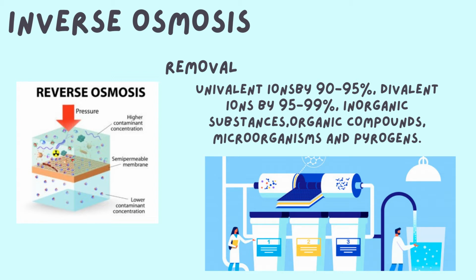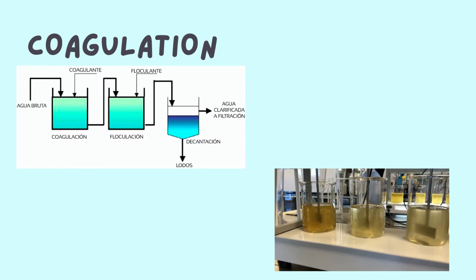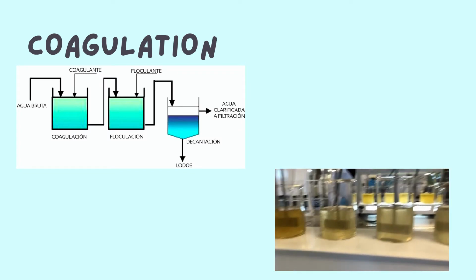Reverse osmosis allows the removal of suspended particles such as univalent ions by 90 to 95%, divalent ions by 95 to 99%, inorganic substances such as aluminum, calcium, copper, iron, zinc, magnesium, etc., organic compounds such as pesticides or herbicides, and pyrogens or microorganisms.